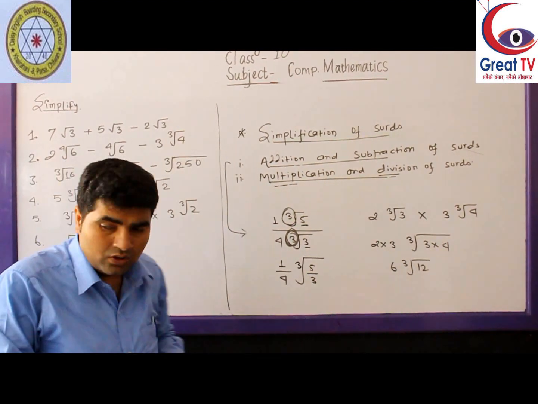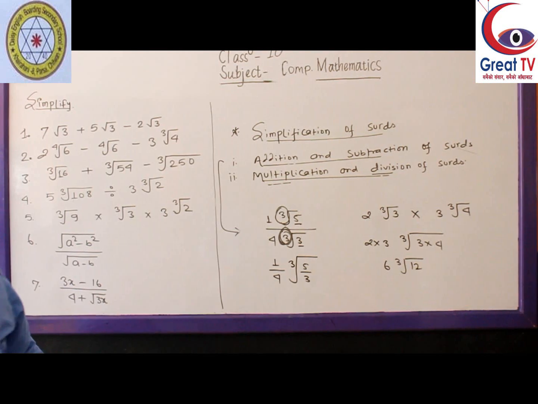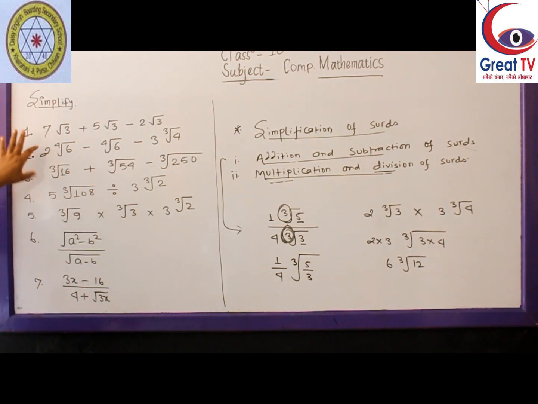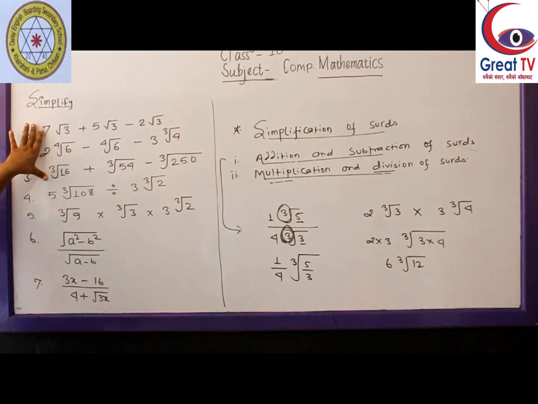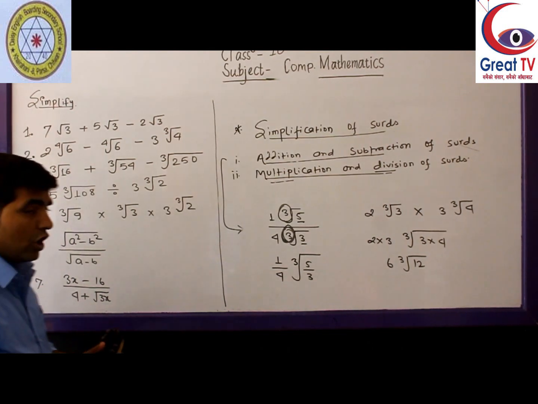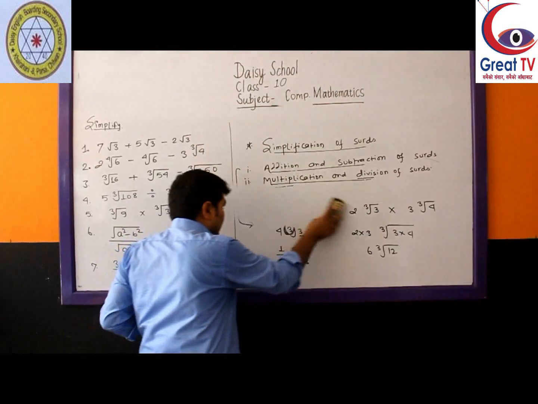Now I am going to do this numerical. There are three types of numerical. That is 1, 2, 3. The first 3 questions are the first type. Then question numbers 5 and 6 are the second type. Question numbers 6 and 7 are the third type. Okay, students. Now look here.